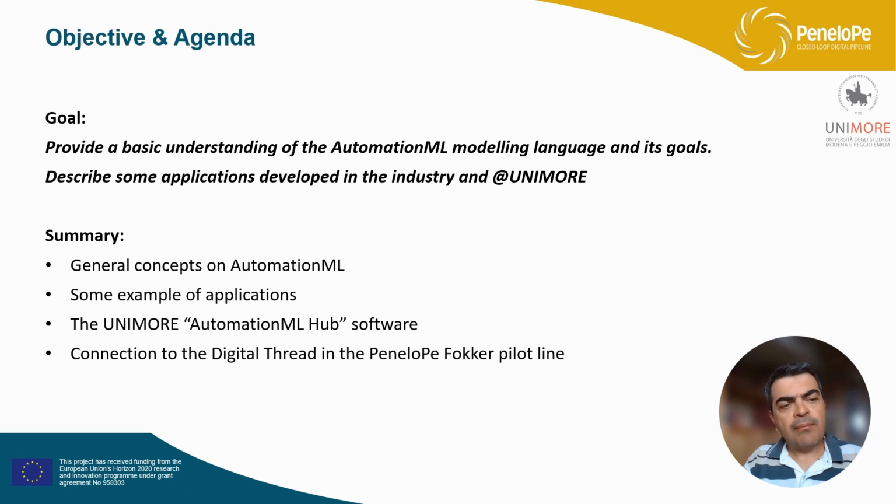So, a short summary of the talk I will give. We will speak about some general concepts about Automation ML. We will provide some examples, starting from the early examples of usage of Automation ML. And then we will present a software application we are developing in our lab, which is called Automation ML Hub, its main structure, the main goals and achievements we have reached so far. And then we will focus on the PeneloPe project and how Automation ML has been used to link the physical and control assets of the Fokker pilot line to the digital thread.